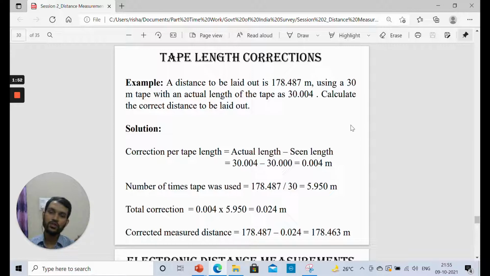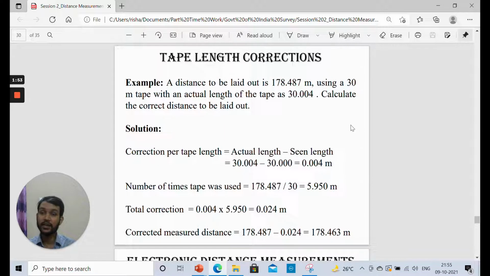Okay, so what will be the total correction? You have made this error of 0.004, or when you will be laying the distance, you will be making this error of 0.004, 5.95 times. So you need to correct for that 5.95 times. So 5.95 into 0.004, this will be equal to 0.024 meter. So this will be the total correction that you will have to apply.